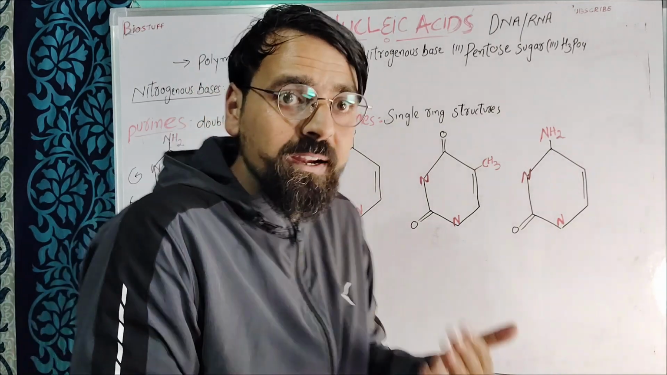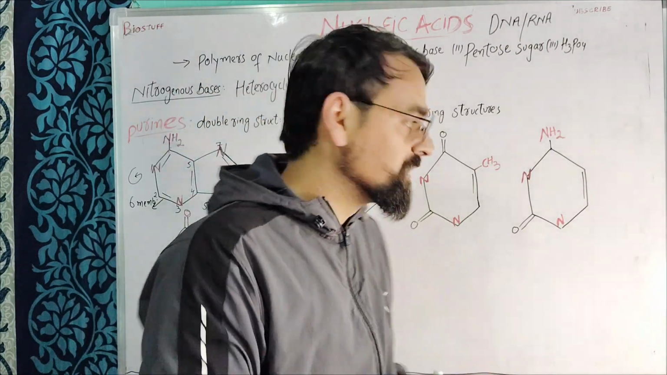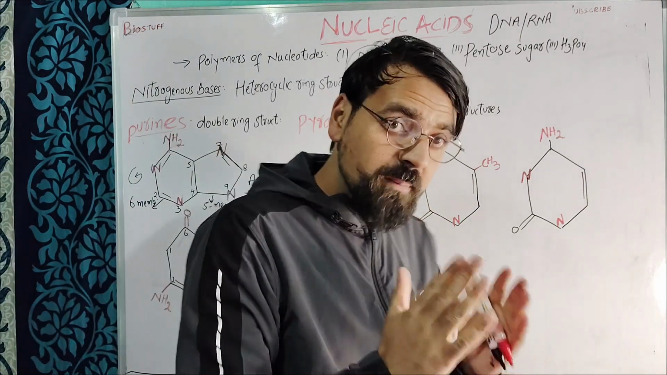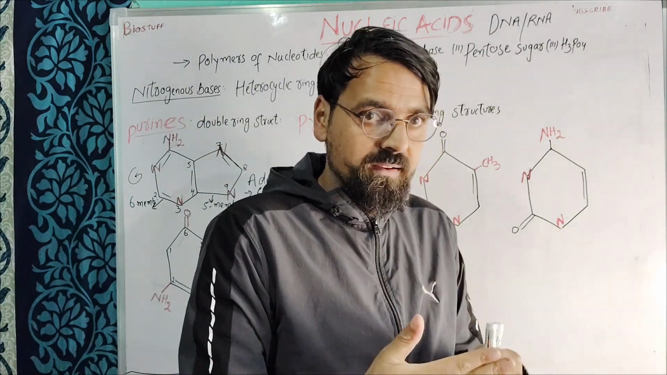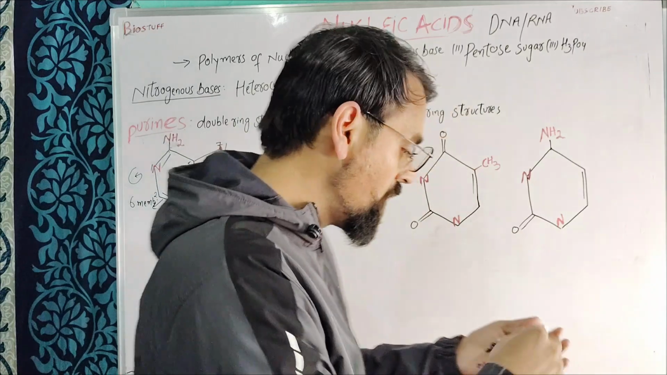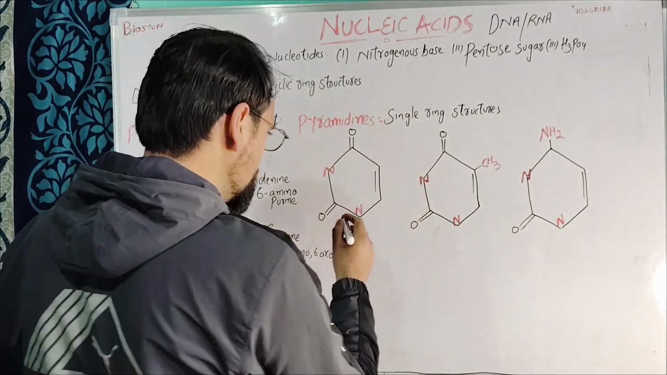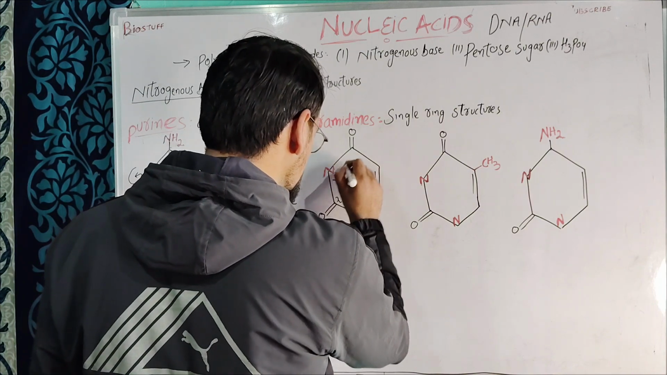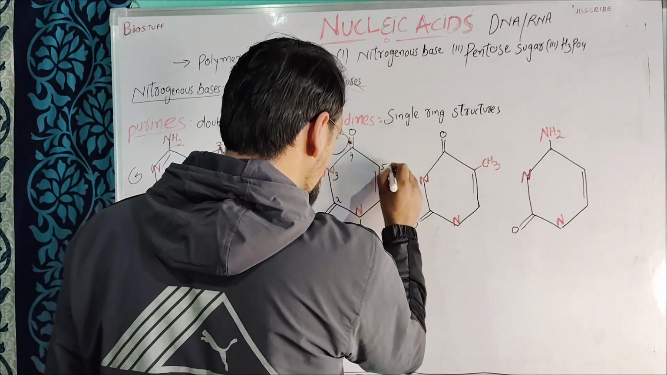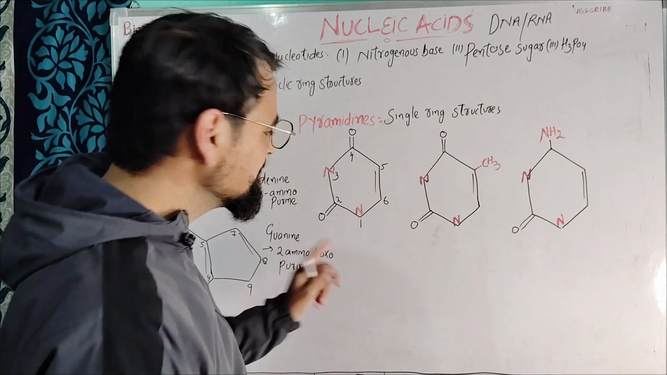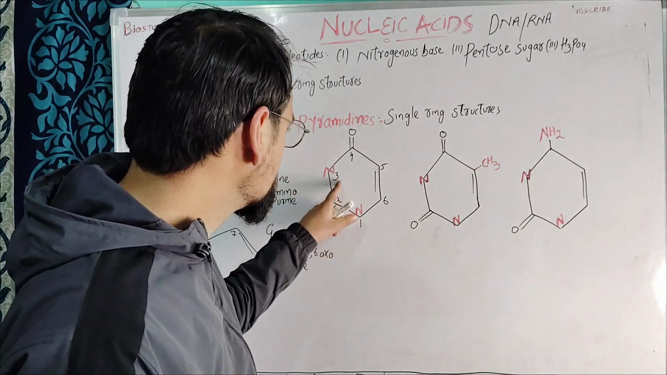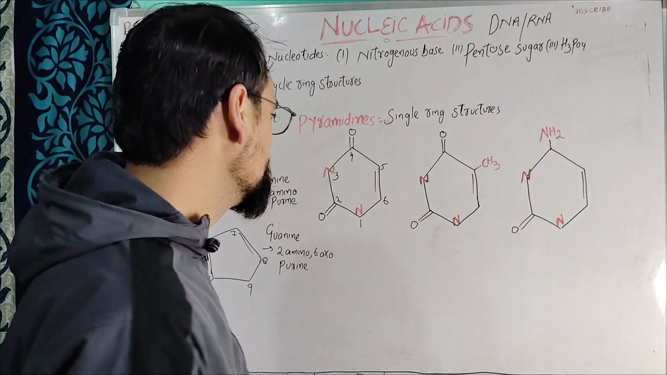Under pyrimidines, we study 3 structures. And we have to remember, in pyrimidines, the direction of the numbering is always clockwise. This is position number 1, this is position number 2, this is 3, this is 4, this is 5, and this is 6. This is the numbering in the pyrimidines. It's different from the purines. 1, 2, 3, 4, 5, 6.